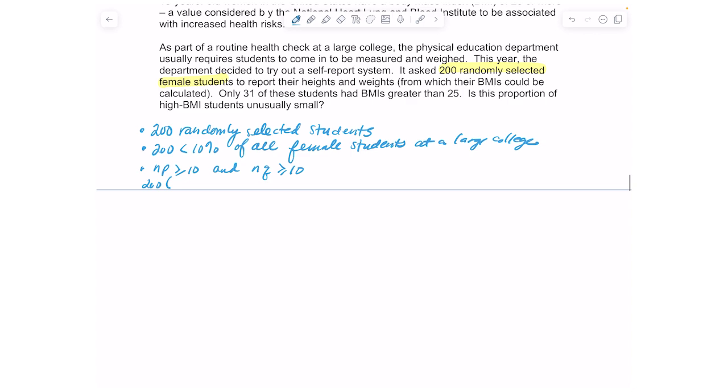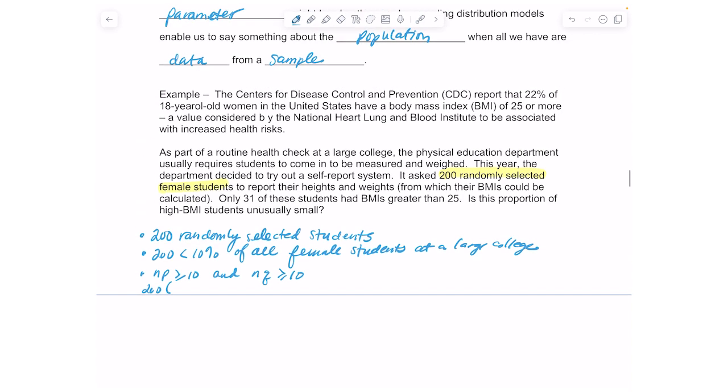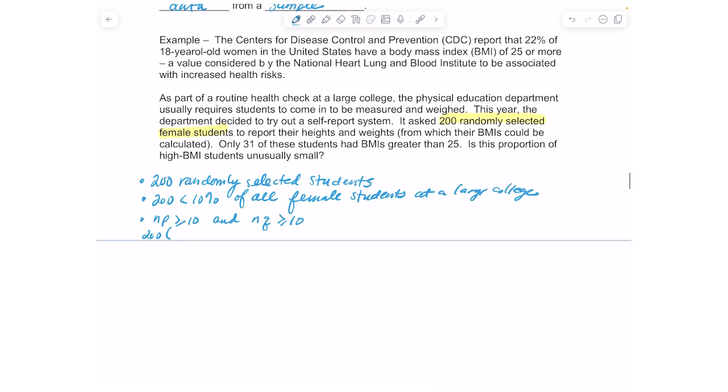And for that, we need to look back at the problem. My population, right? P is your parameter, and the population is 22% of 18-year-old women have a body mass index of 25 or more. So that's P. And I have to make sure that that is greater than or equal to 10. And then 200 times Q, and Q is just 1 minus P, also has to be greater than or equal to 10.